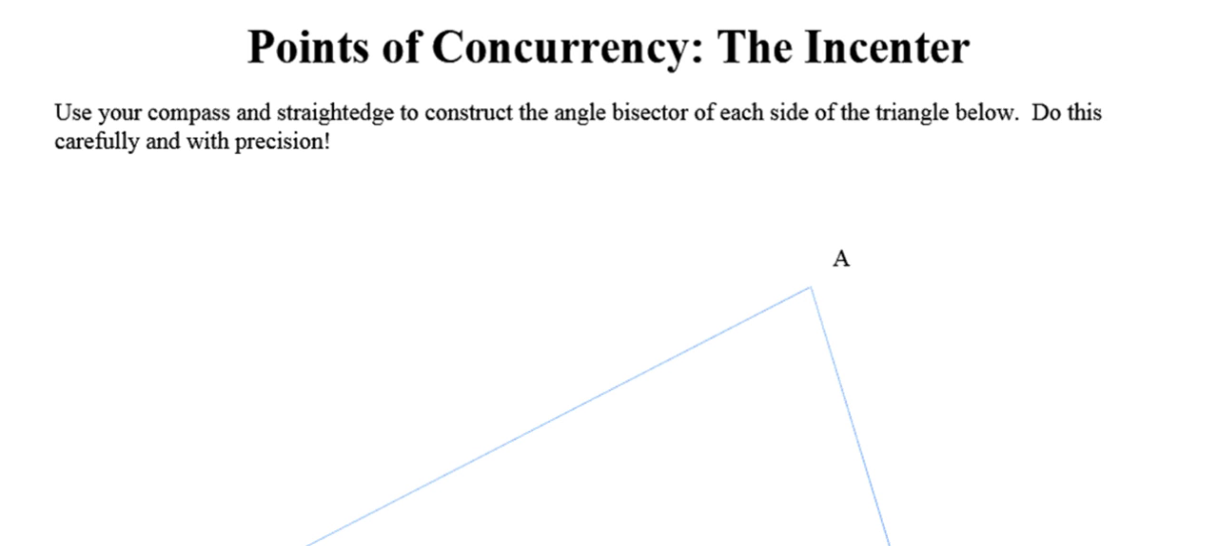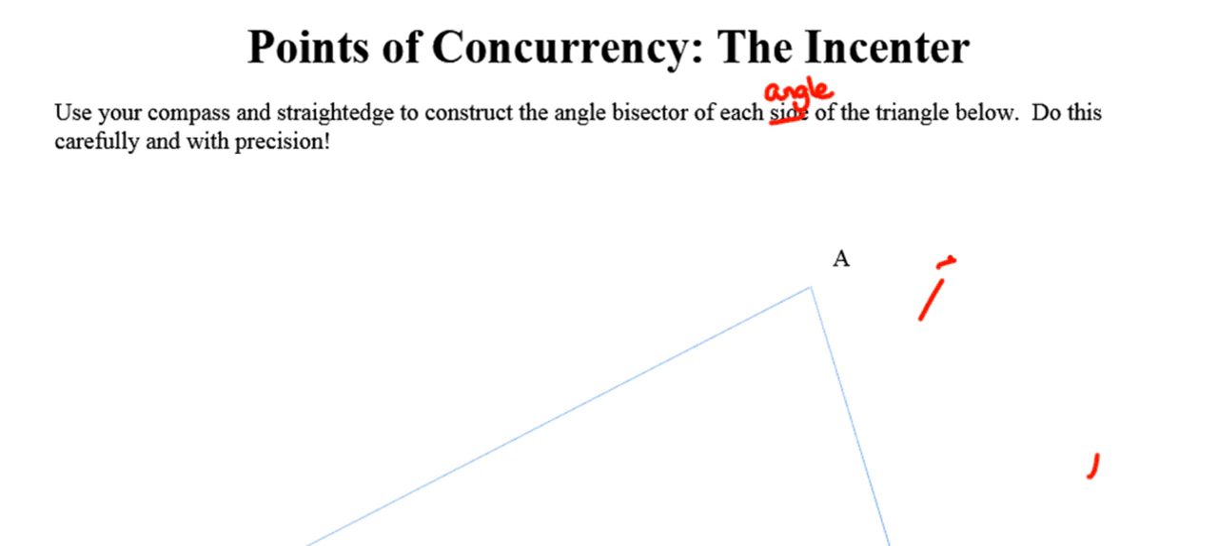This video will explore our third point of concurrency for a triangle called the incenter. Now the directions here have a typo in them. It says to use your compass and straight edge to construct the angle bisector of each, and it should say angle of the triangle below.